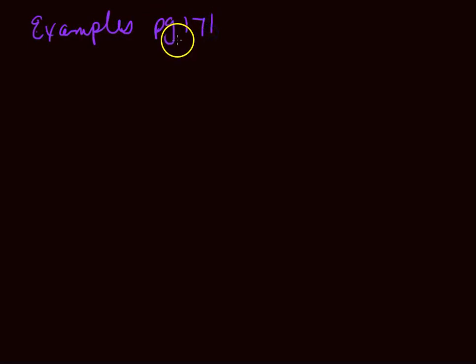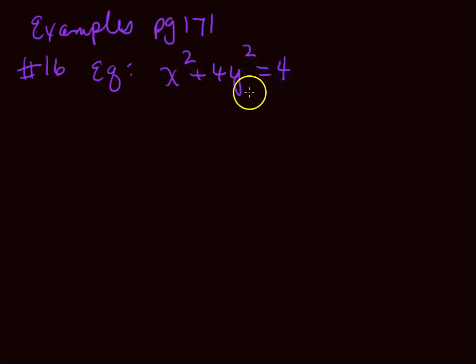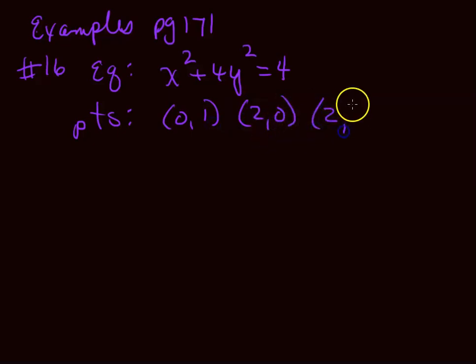Let's look at number 16. Now, the directions say, determine which of the given points are on the graph of this equation. So they give you the equation: x squared plus 4y squared equals 4. And the points they want you to check are (0, 1), (2, 0), and (2, 1/2).